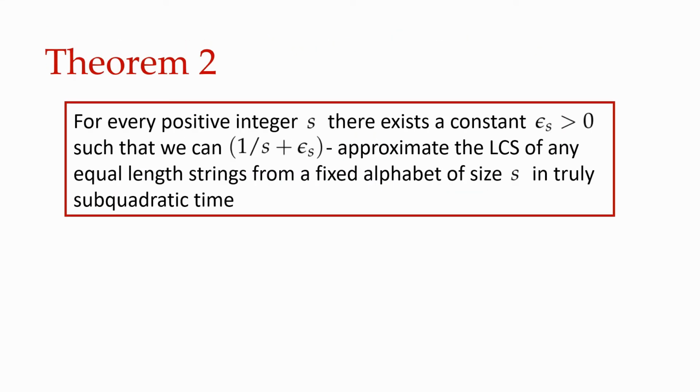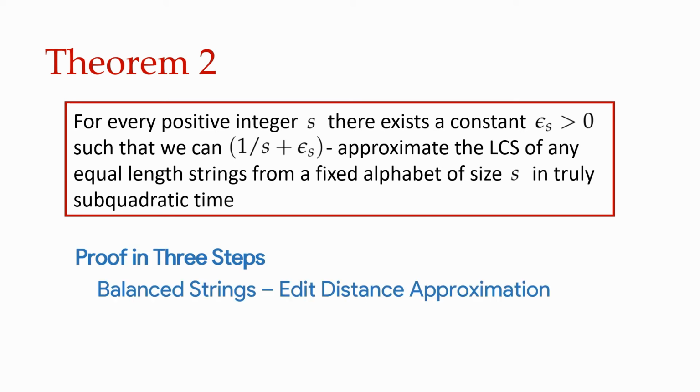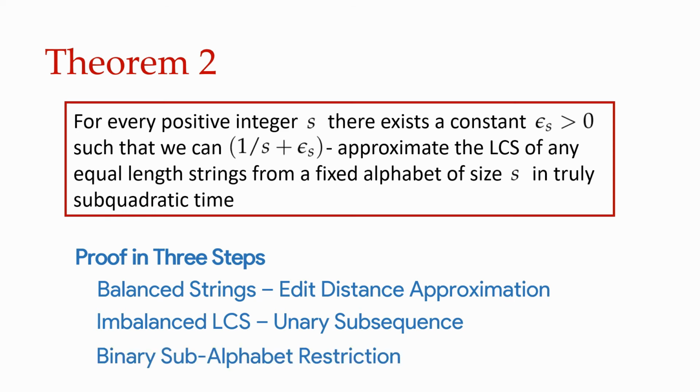Now, how can we extend this result to alphabets of size greater than 2? At a very high level, there are two initial cases to consider. First, the case of balanced strings. This is analogous to what was done in the binary case. Second, we have a new case, which is the case where the true LCS of the strings is not balanced. And then if we do not fall into either of these cases, it turns out we can use a special sort of sub-alphabet restriction algorithm, similar to the one used in the proof of our first theorem, to reduce the problem, this approximation algorithm, to an LCS approximation algorithm on strings from a binary alphabet.